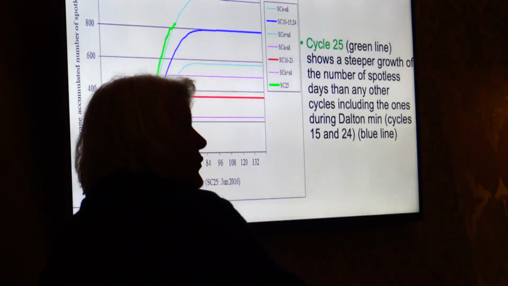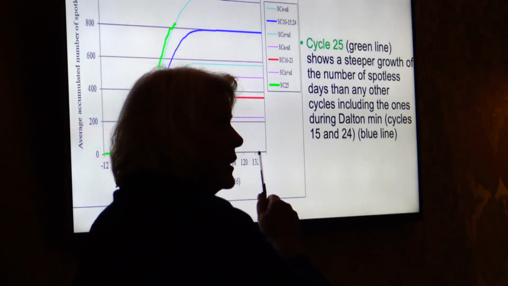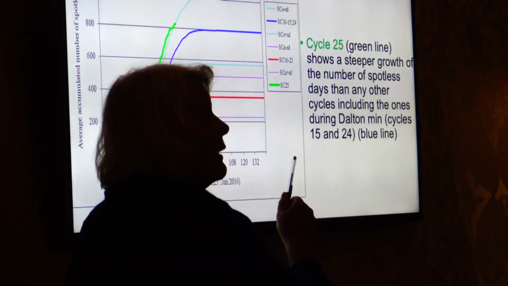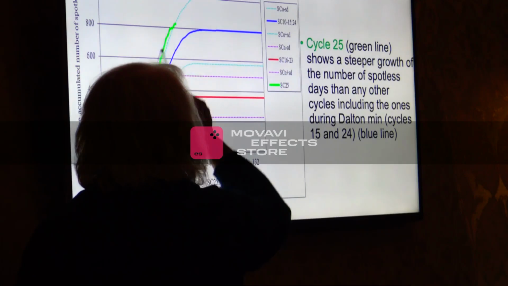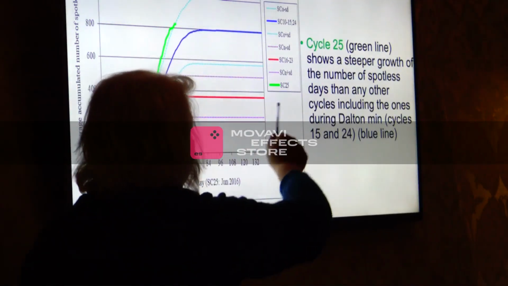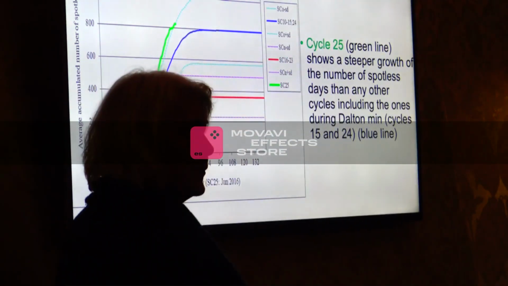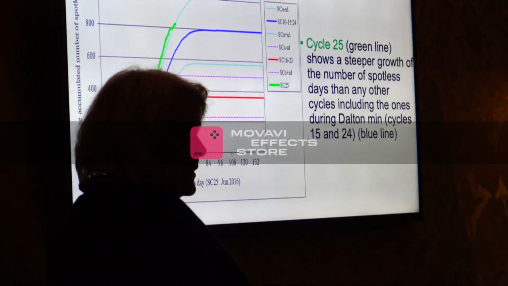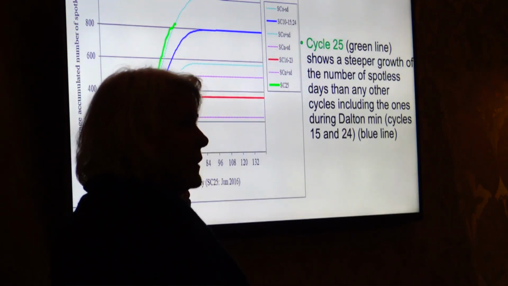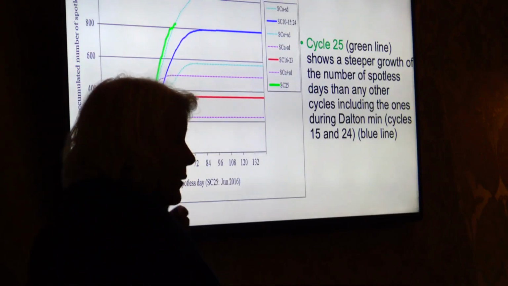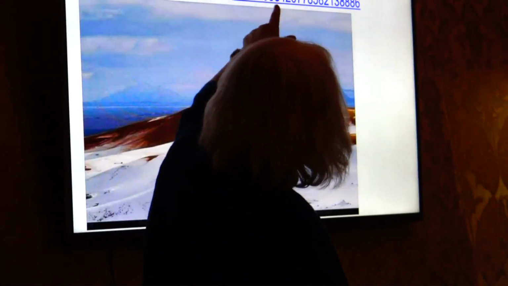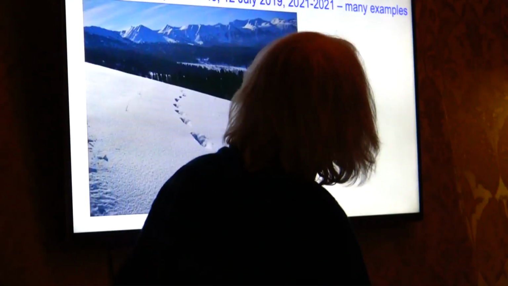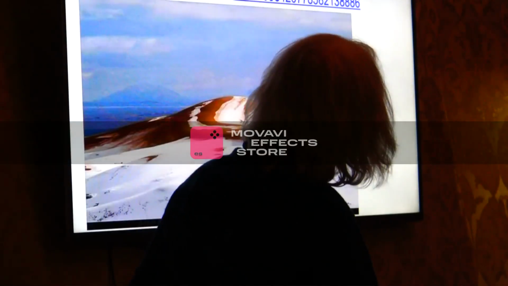This is a print from the Royal Observatory of Belgium. The number of spotless days in cycle 25 increases much sharper than in all the 24 cycles before. It indicates, guys, we are at the grand solar minimum. So if you look at the grand solar minimum, we see in December 2020, it was snow in Northern Africa.